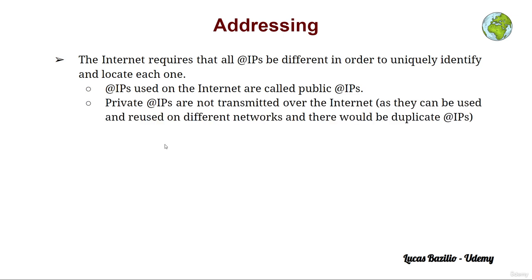And then on the other side, we have private IP addresses. Now, these private IP addresses are not transmitted over the internet. Normally at our homes, we have a private address and a public address. The difference between the public and private addresses is that the private addresses are not transmitted over the internet, and they can be used and reused on different networks. Also, if we had this on the internet, there would be duplicate IP addresses. So this is the reason that we don't transmit private addresses on the internet.